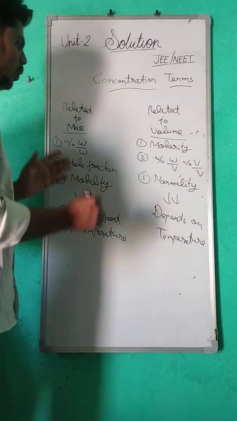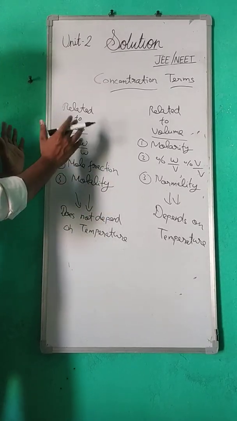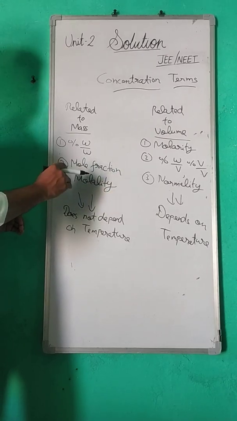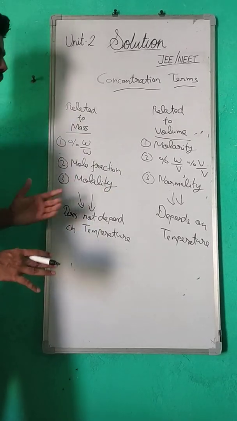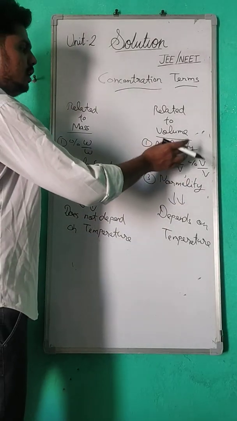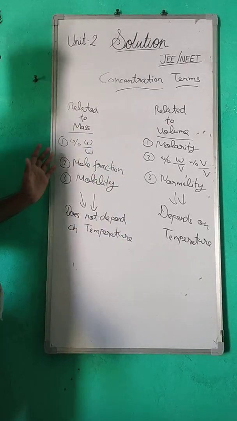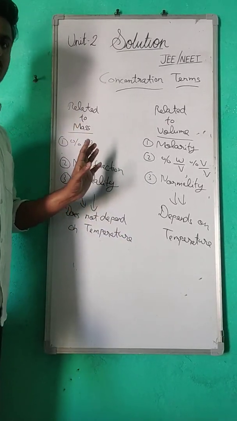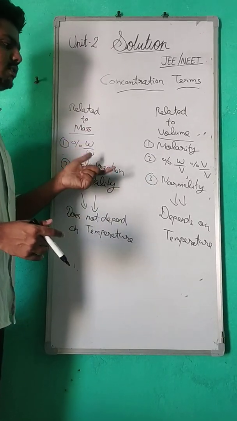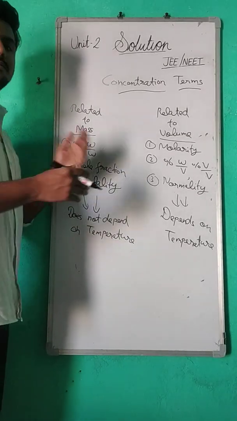As you all know, where there is an absence of the volume term and only mass terms are present, these terms do not depend on temperature. Whether you change the temperature, these terms will not change. But here, if you alter the temperature value, the value of these terms will also change. So these are the concentration terms which we are going to study in the chapter. And my dear students, the first concentration term I am going to start with is percentage weight by weight, which I'll show in my next video.